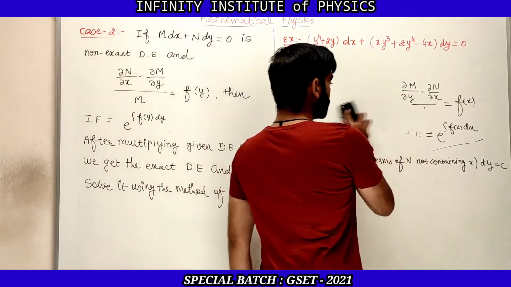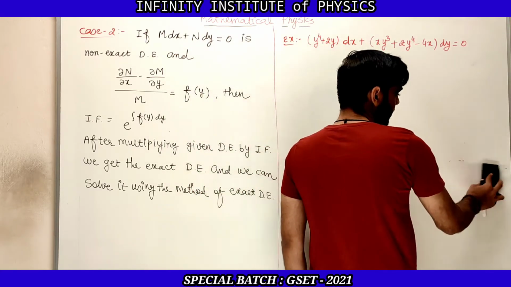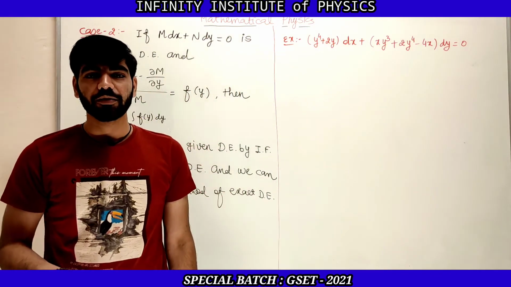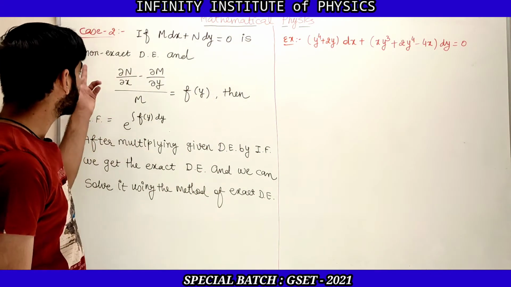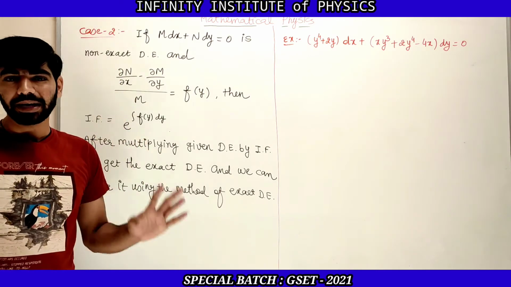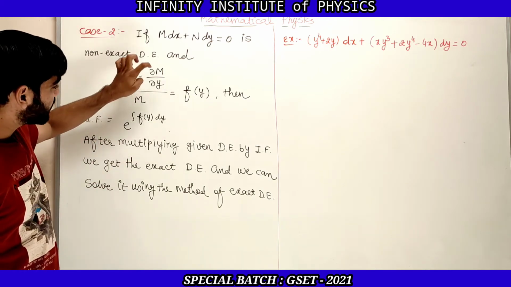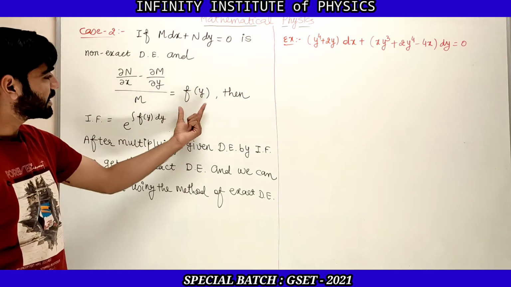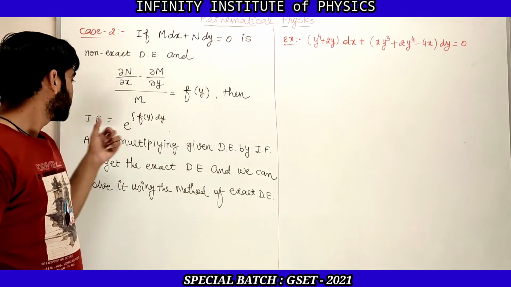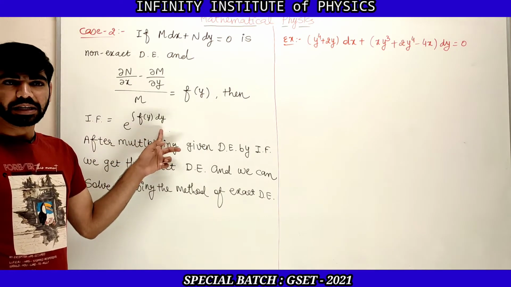Next we are going to start case number 2. So what is case number 2? Let us go through it. Here in case number 2, if we have the differential equation m dx plus n dy equal to 0, which is non-exact, that means del m by del y is not equal to del n by del x, and del n by del x minus del m by del y upon m is only a function of y, a function f of y, then the integrating factor is equal to e raised to integration f of y dy.